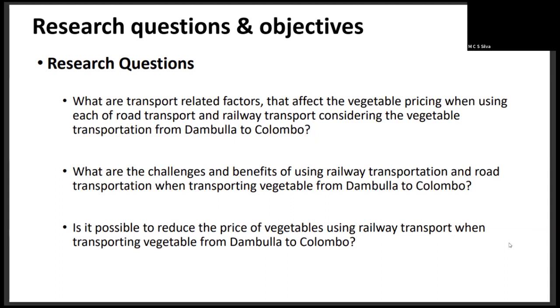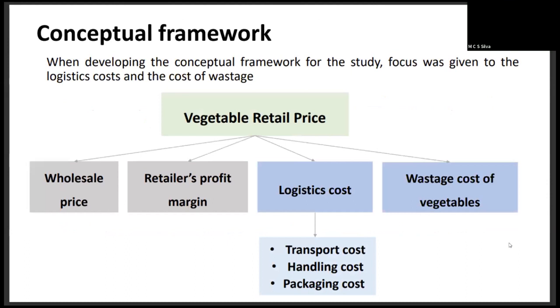Because in the country, most of the farmers, traders, and other partners are using road transport to transport vegetables from one location to another. The conceptual framework: vegetable price has 4 main elements, that is wholesale price, retailer's profit margin, logistic cost, and wastage cost. So basically, I'll be looking at logistic cost and wastage cost of vegetables. Under logistic cost, there are transport cost, handling cost, and packaging cost.